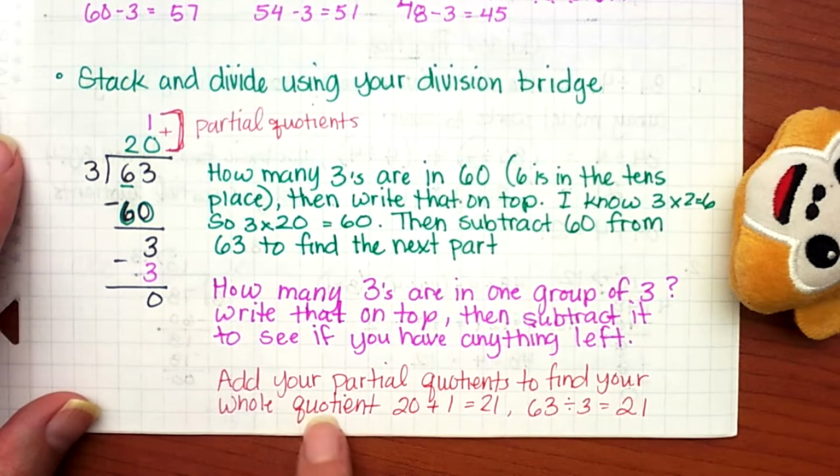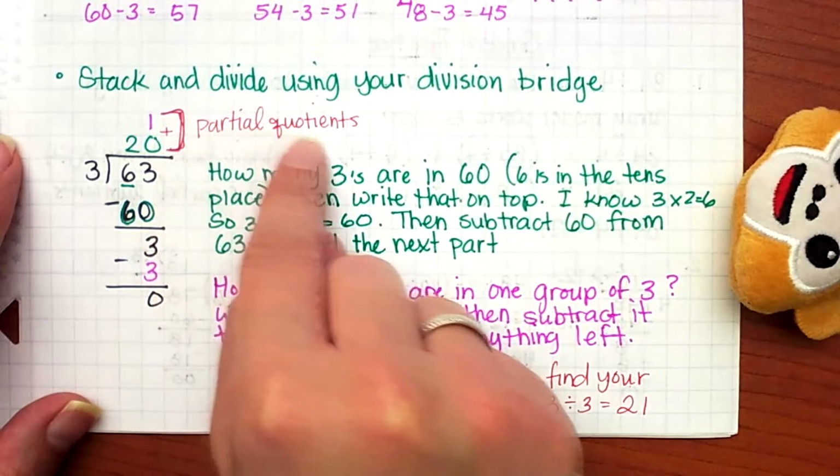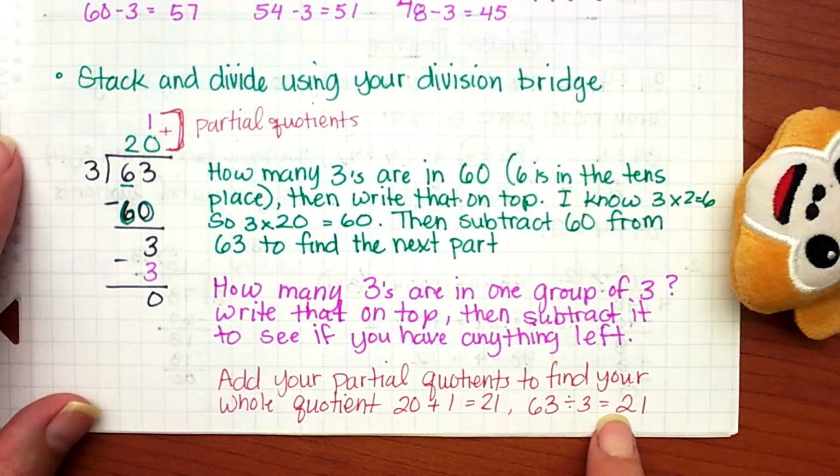Now, the last thing I need to remember to do is to add my partial quotients together to find my whole quotient. So these two together are my partial quotients. I need to add them together to find my answer. So my partial quotients were 20 and 1. Together, they made 21. So that tells me that 63 divided by 3 is equal to 21.